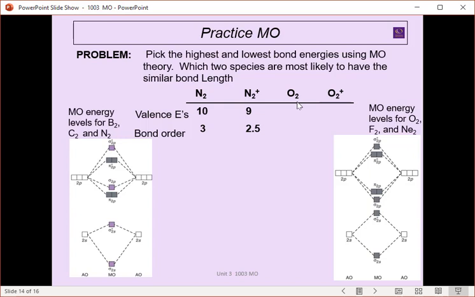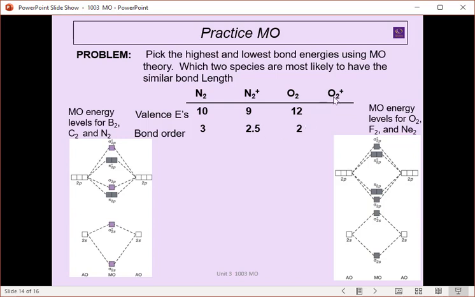I go to O2. That's a total of 6 times 2 is 12 valence electrons. I look, this is the wrong splitting order now. I go to this other diagram. This will be given to you. I've got 12 electrons. 1, 2, 3, 4 in the bottom. The remaining 8 go up the top. I got 1, 2, 3, 4, 5, 6, 7, 8. So I've got 6 bonding minus 2 anti-bonding. That's 4, cut in half. That makes a bond order of 2.